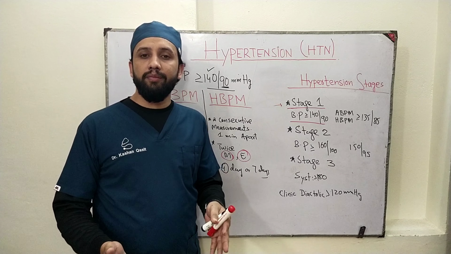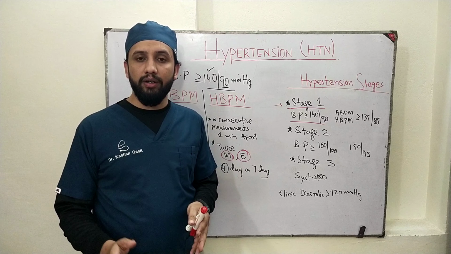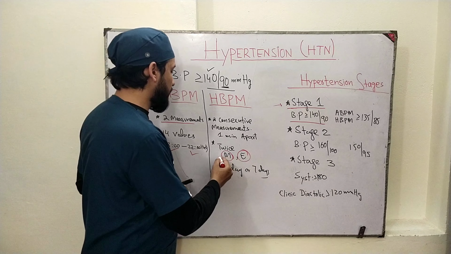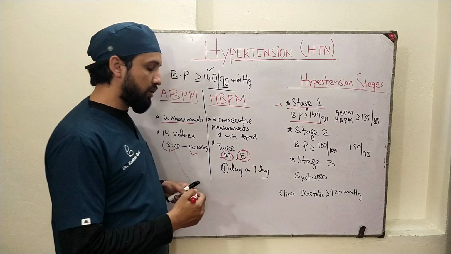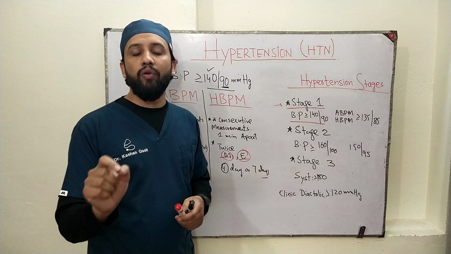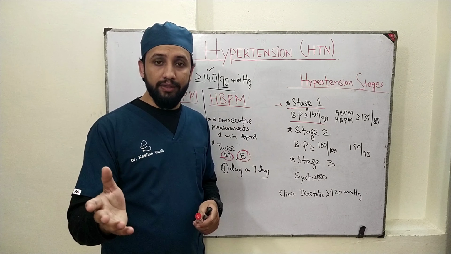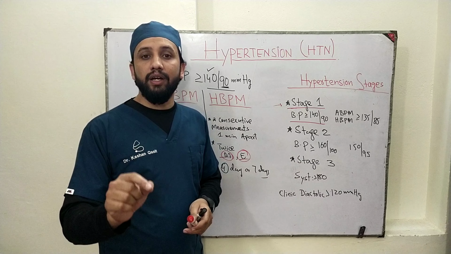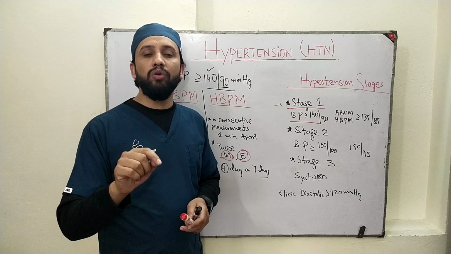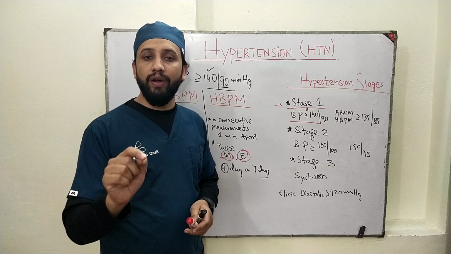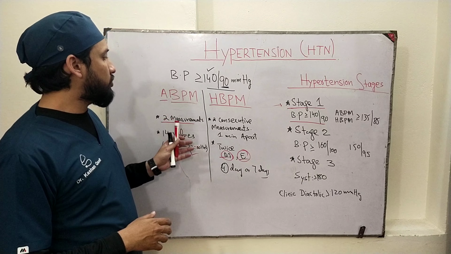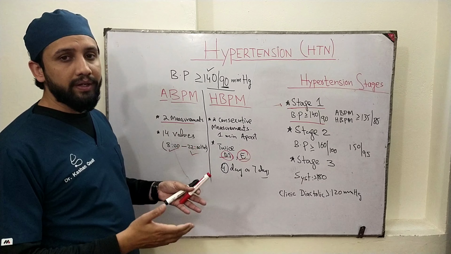Two consecutive measurements are taken 1 minute apart. This can be done twice daily, one in the morning and one in the evening. This should be done for 4 days or ideally 7 days. The average taken should be of 7 days, discarding the first day's value. So you will discard the first day's measurements in the home blood pressure measurement method. So these were the methods for the measurement of blood pressure.